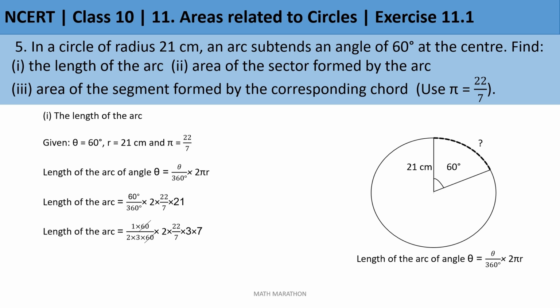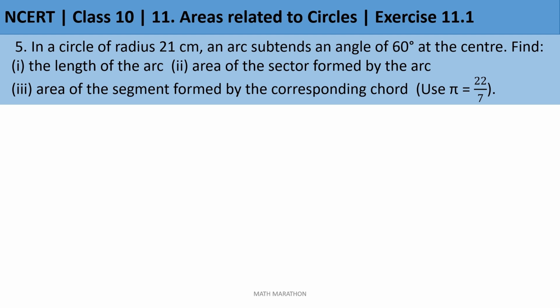In numerator and denominator, we have 60. Let us cancel out 60. In numerator and denominator, we have 7. Let us cancel out 7. In numerator and denominator, we have 3. Let us cancel out 3. In numerator and denominator, we have 2. Let us cancel out 2. Length of the arc is 22 centimeter.